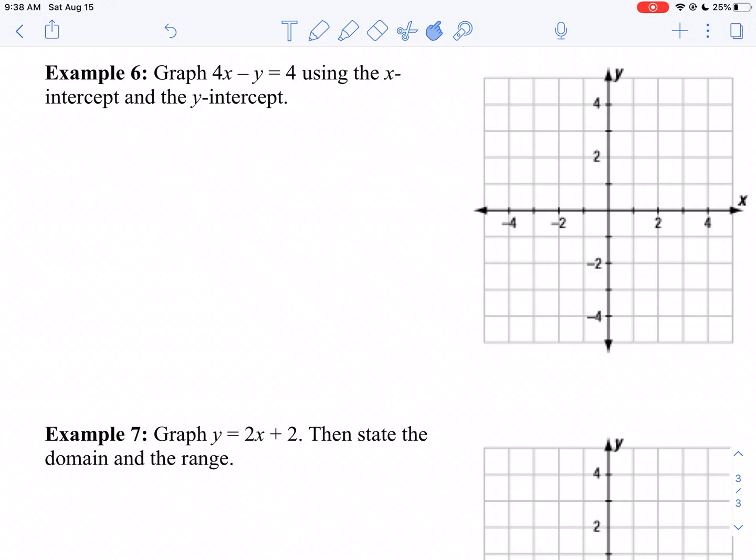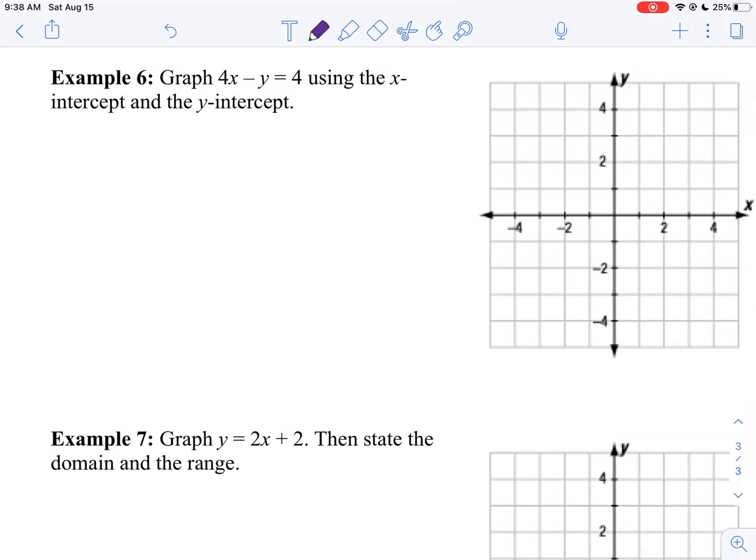We're going to graph equations by using the intercepts. There's a bunch of different ways you can do this, but we're going to do it this way. For example 6, to find the x-intercept, remember the x-intercept is where y is 0.